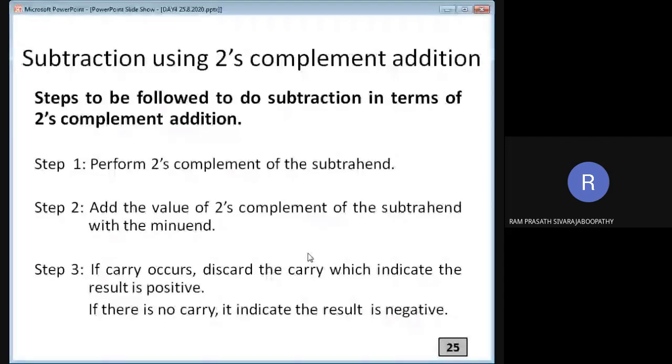So to perform subtraction using 2's complement addition, what we have to do: take the 2's complement of the second number, then add it to the first number. If carry occurs, discard it. It indicates the result is positive. If no carry occurs, the result is negative. Fine. We will consider this example.